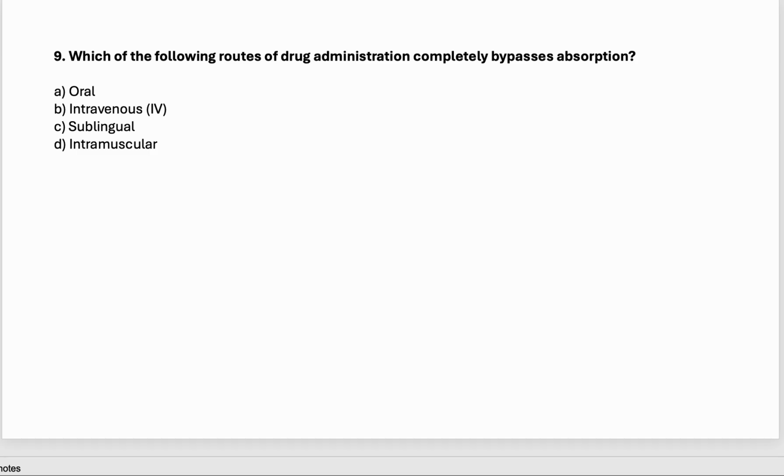Next question. Which of the following routes of drug administration completely bypasses absorption? A. Oral, B. Intravenous, C. Sublingual, D. Intramuscular.